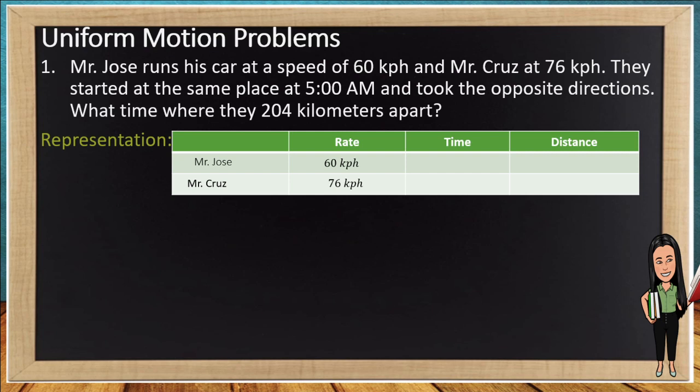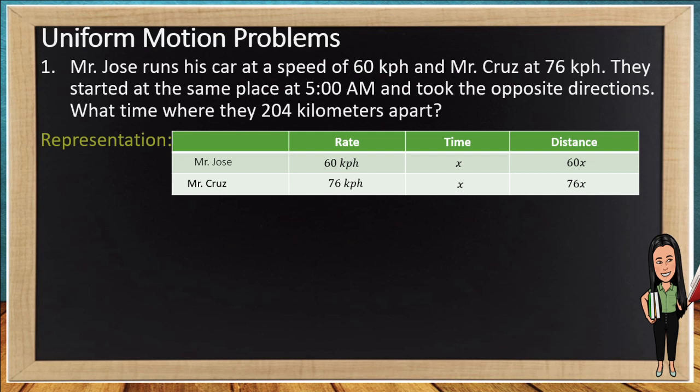So 5 a.m. daw sila umalis ng bahay. So we don't know kung what time sila 204 kilometers apart. So represent natin yung time. Ngayon, yung time that it took for Mr. Jose to travel should be the same as the time spent for Mr. Cruz. Pareho lang, x yun. And then, yung distance traveled, multiply lang natin: 60 times x, 60x, and 76x for Mr. Cruz.